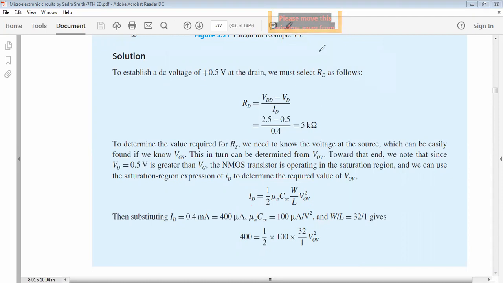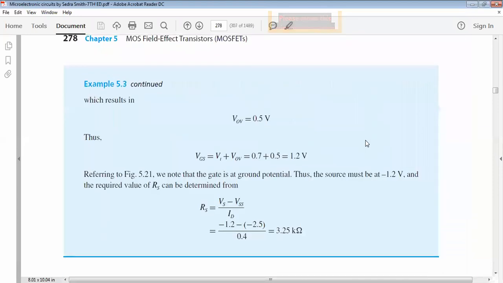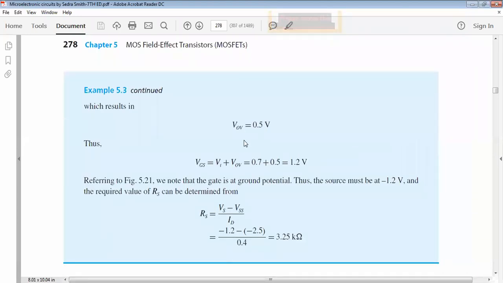Once you know the VOV, VOV is nothing but VGS minus VT. From that, calculate VGS. Once you know the VGS, we can easily calculate VS. Why? Because VG is equal to ground, VS is equal to minus VGS, that is equal to minus 1.2 minus, I have already given minus VSS is equal to minus 2.5. Then the drain current ID is 0.4 milli. Then the value is equal to 3.25 kilo ohms.